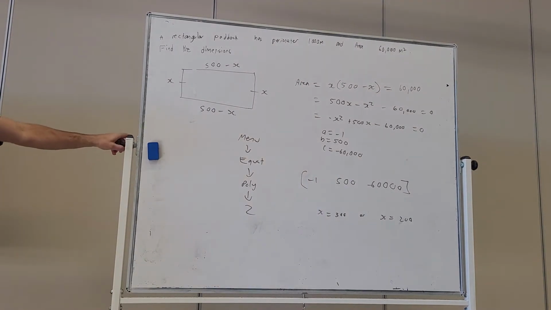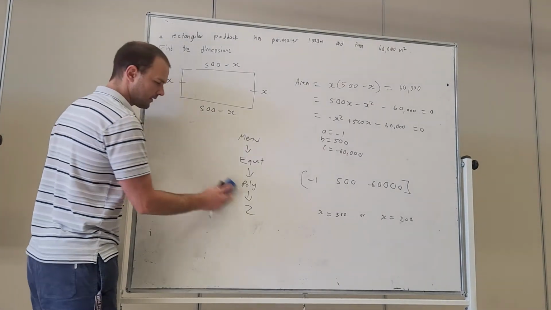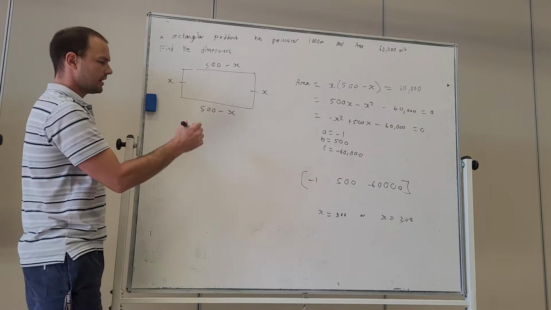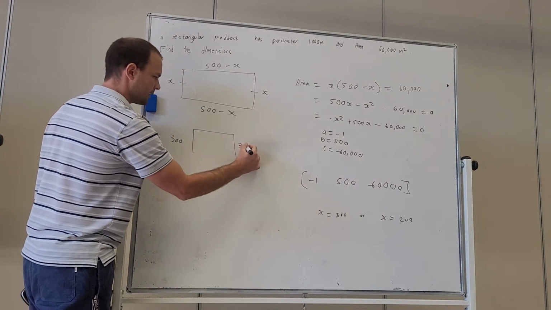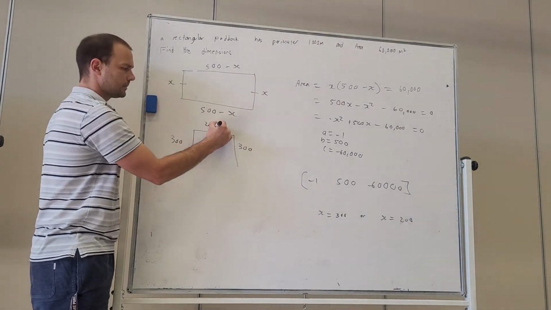So we've got the value of X is 300. All right, so let's look at this. X is 300 or X is 200. I'm just going to rub out these instructions here. In the circumstance where X is 300, we're going to have a shape that is 300 that way, so that's 300. And this length here is going to be 500, take 300. This length is going to be 200.